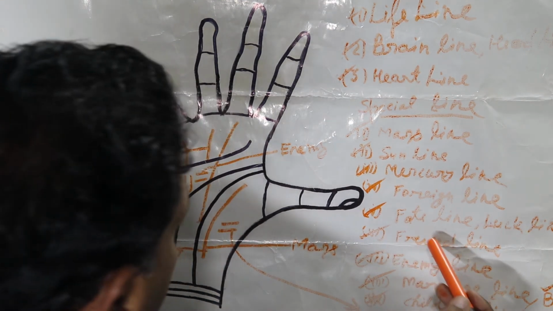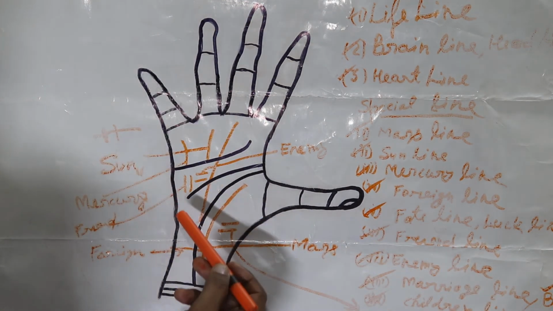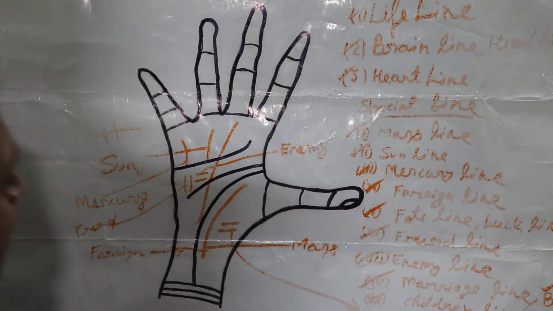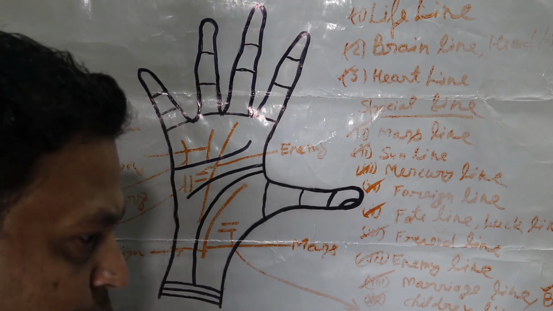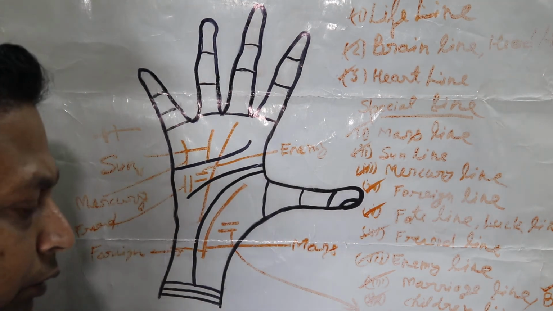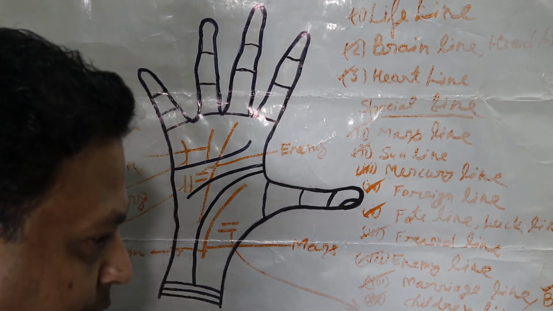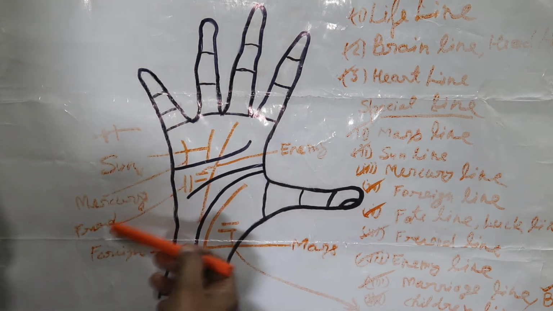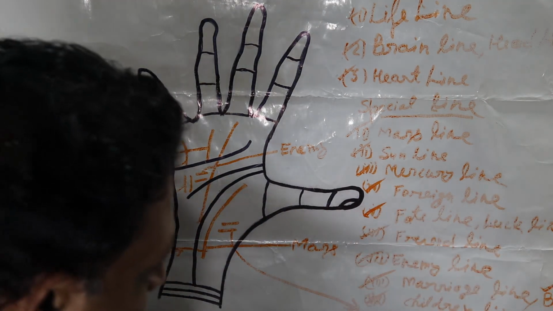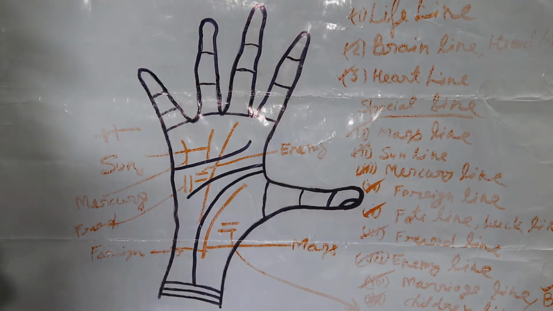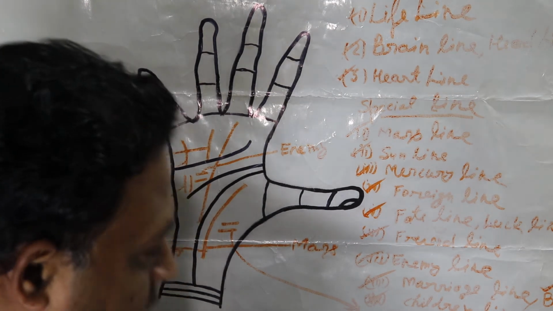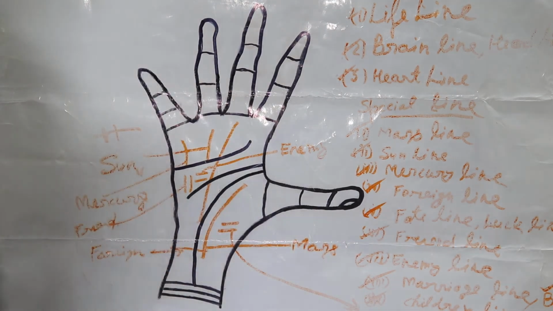Next is the friend line and enemy line. By friend line and enemy line, we can predict if some person has court issues, court cases, whether he will win or lose the case. So we can predict by these lines, friend lines and enemy lines. We can predict about court cases, court issues, whether he will win or lose the case.